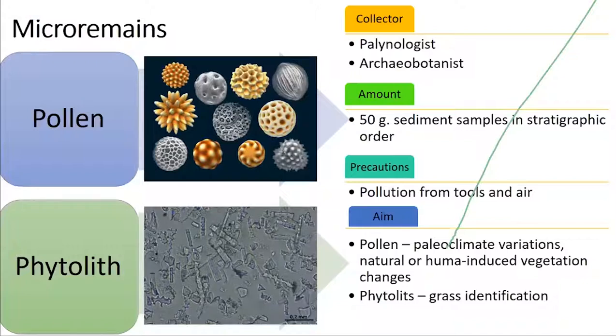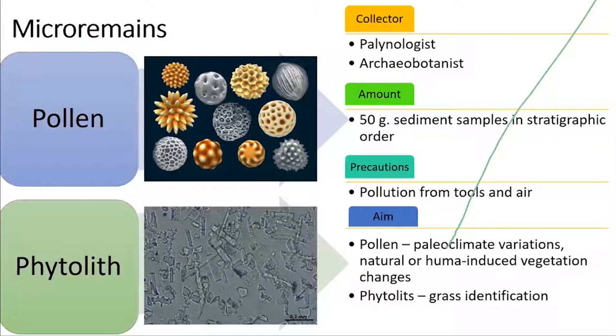For both of them, we have different sampling strategies. It could be vertical or horizontal sampling. It depends again on your research question. And the amount of each sample, when I was at university, my professor told us that it should be around 50 grams of sediment samples in stratigraphic order. But I read many different papers, and it's still difficult to say about the amount. It could be 30 milliliters, or it could be 60 milliliters. But to be honest, I think if you take more, it will be better for you.